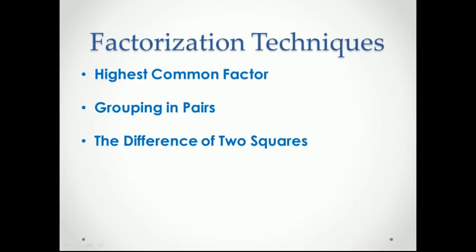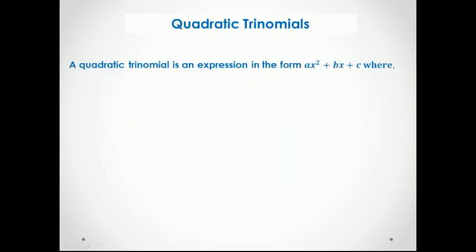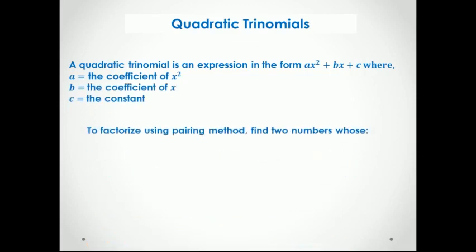Alright, so now we're going to be looking at factorizing quadratic trinomials. A quadratic trinomial is an expression in the form ax squared plus bx plus c, where a is the coefficient of x squared, b is the coefficient of x, and c is the constant.